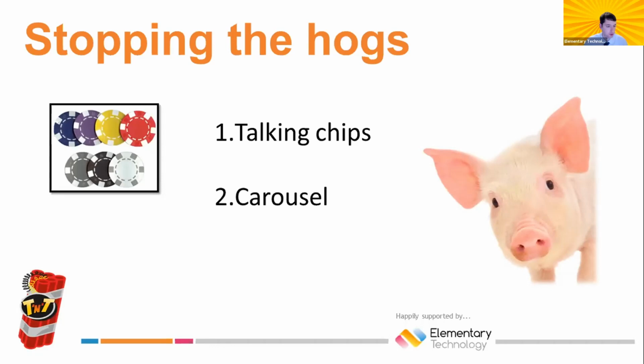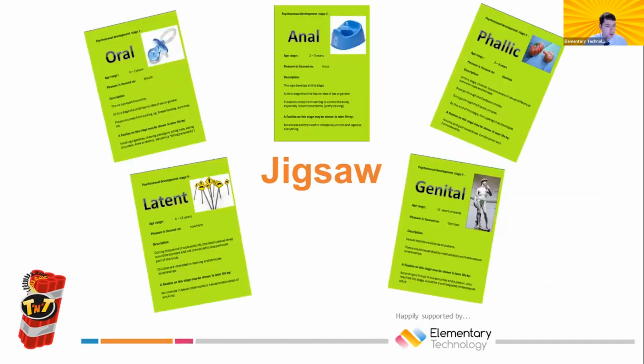Right, the third one for how to stop the hogs is the jigsaw technique. Sometimes it's also called expert groups, developed in the 60s, I think, by Aronson, an American psychologist. I'll show you an example. This is GCSE psychology. I picked this as an example, and I feel I should explain it now. Freud had some brilliant ideas and some that were barking mad.